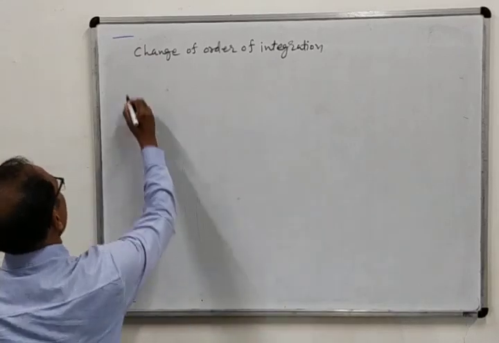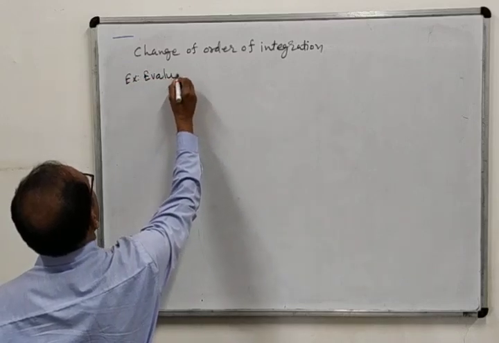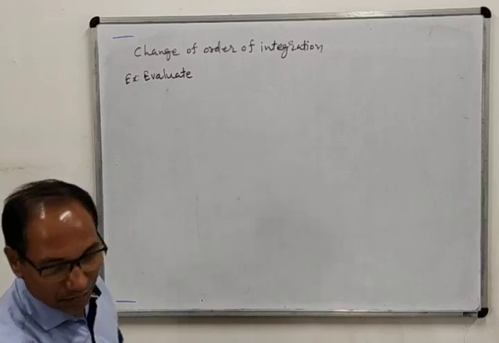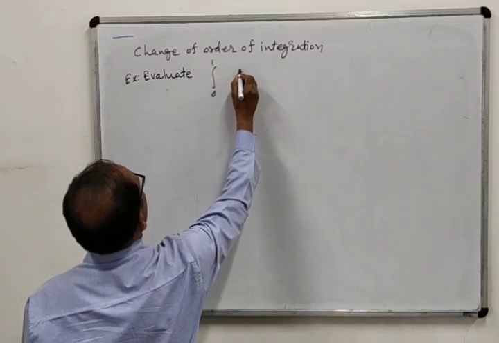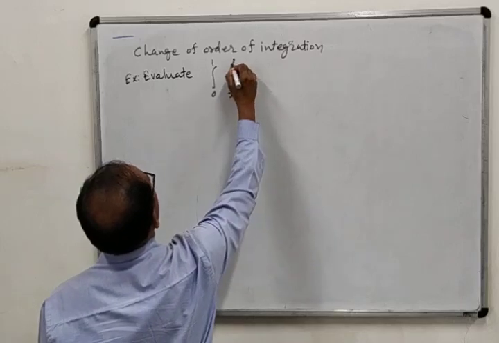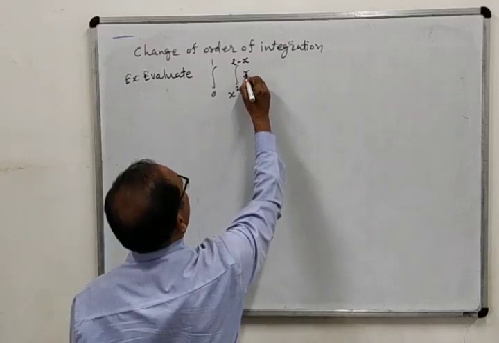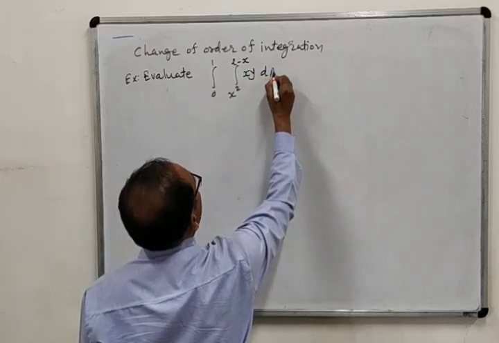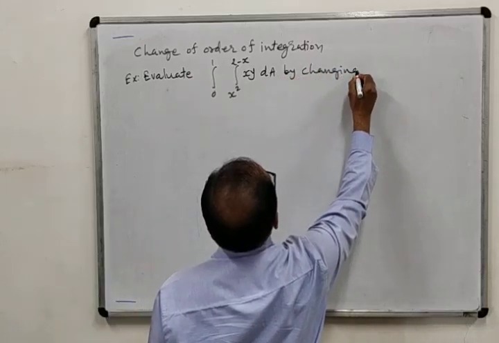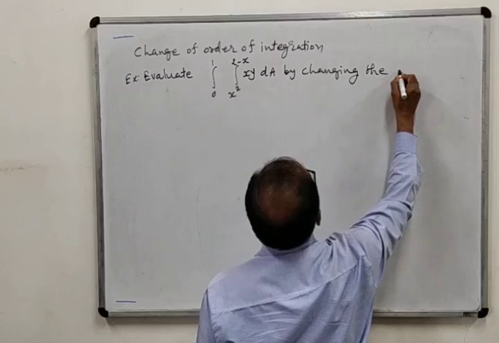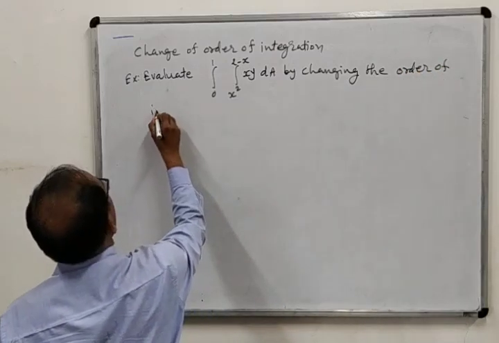So here the example is: evaluate the integral from 0 to 1, integral from x square to 2 minus x, of xy dA, by changing the order of integration.